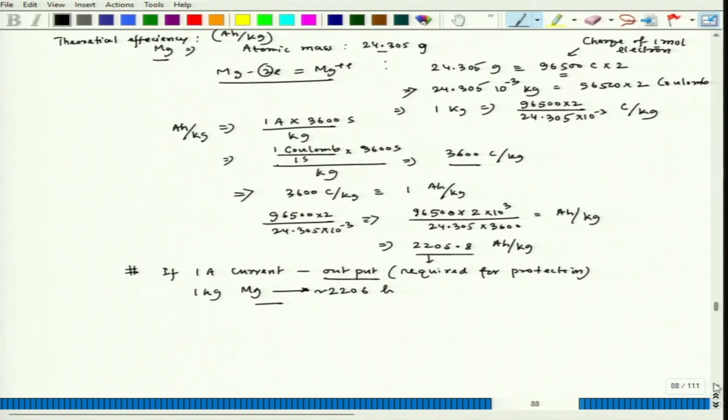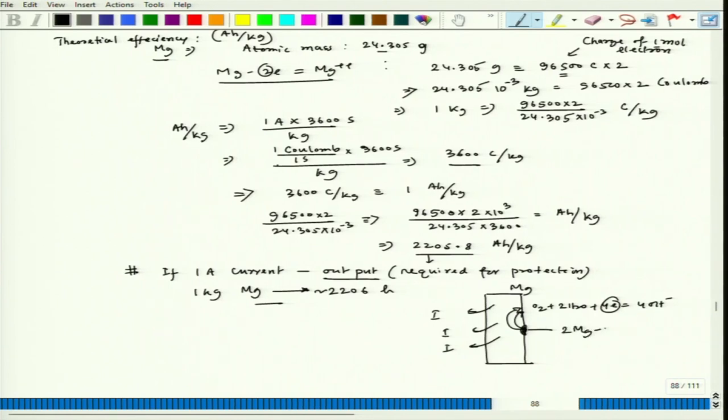But generally, those anodes will have their self corrosion. For example, if you take a magnesium anode, it will dissolve and then supply current. Okay, that is the current output. This is the magnesium anode, but it can also have its own self corrosion. For example, here oxygen reduction is taking place. So for that we need 4 electrons. So now 4 electrons should come due to the dissolution of 2 magnesium atoms. Fine. So this is my self dissolution.